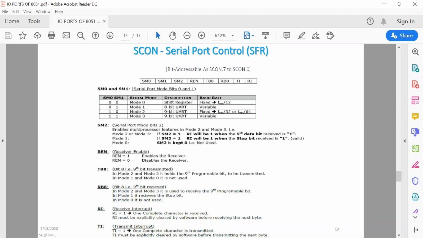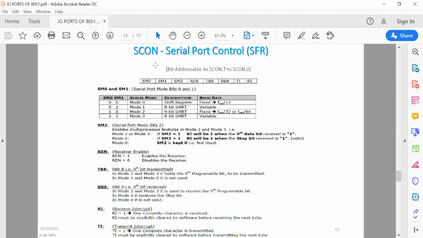So mode 3 and mode 1 are the same type of operation, the only difference is that here the 9th bit is to be transmitted through this TB8. And RB8 is for receiving purpose. If the 9th bit is received, it is given to this particular bit. In mode 1 it receives the stop bit, and in mode 0 it is not used.